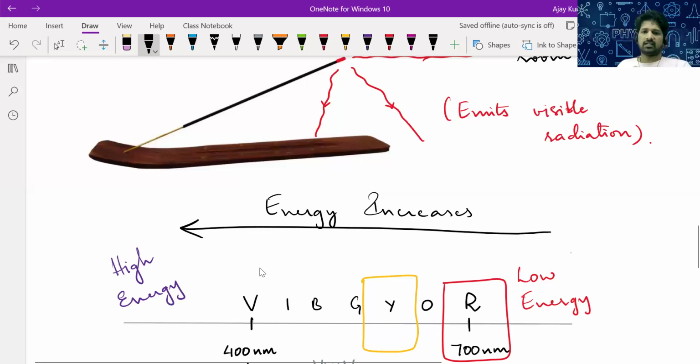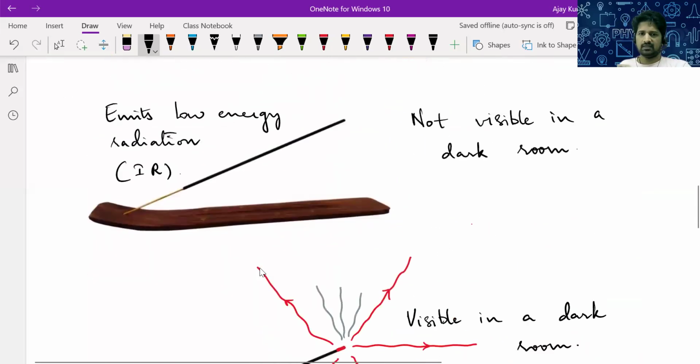Now, actually, what happens is any object at any temperature will actually be emitting all possible radiations: ultraviolet, visible, and also infrared. Even an incense stick which is not lighted up, which is at room temperature, not just incense stick, any other object you take, maybe the pen that you are holding also, at room temperature, it will be emitting radiation of all possible wavelengths.